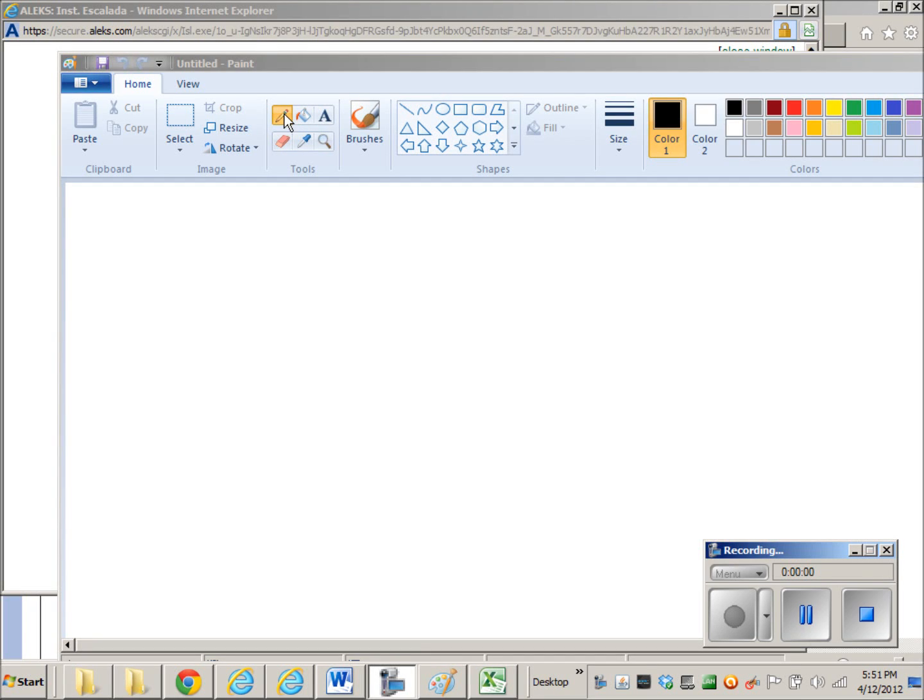Let's say you're given the following problem: (-3 times 10 to the -2 power), and all of this is to the third power. Let's do 3.0.